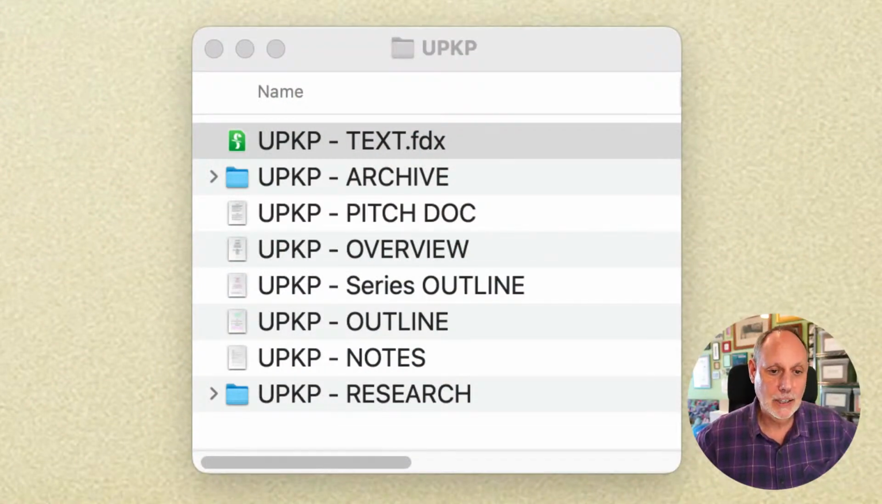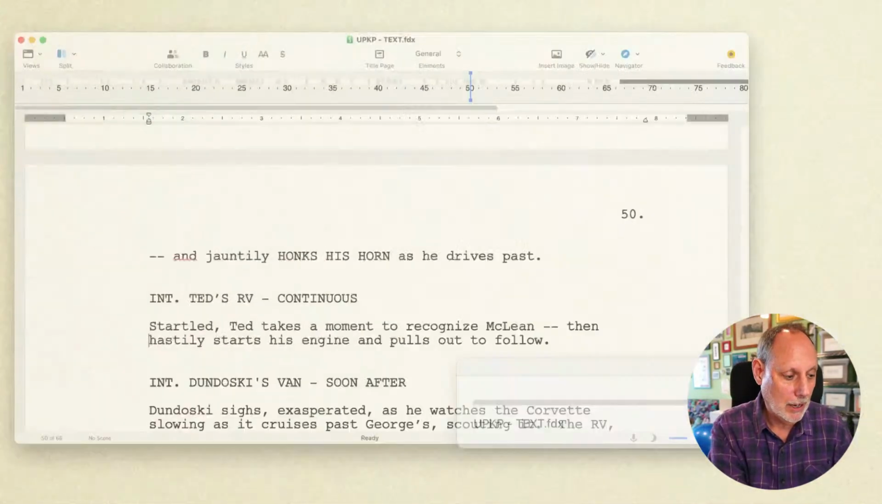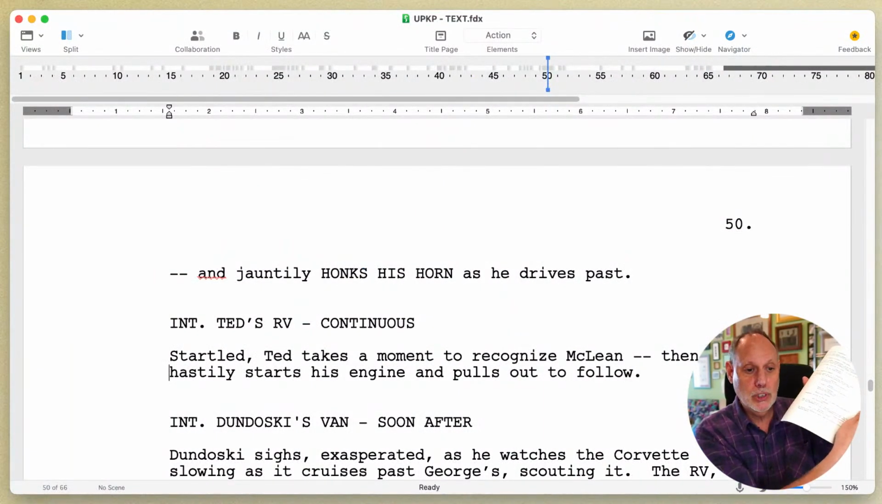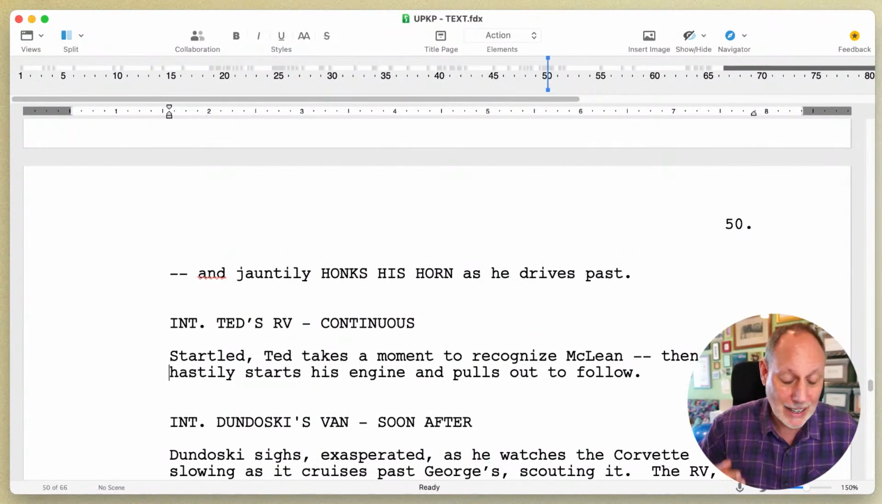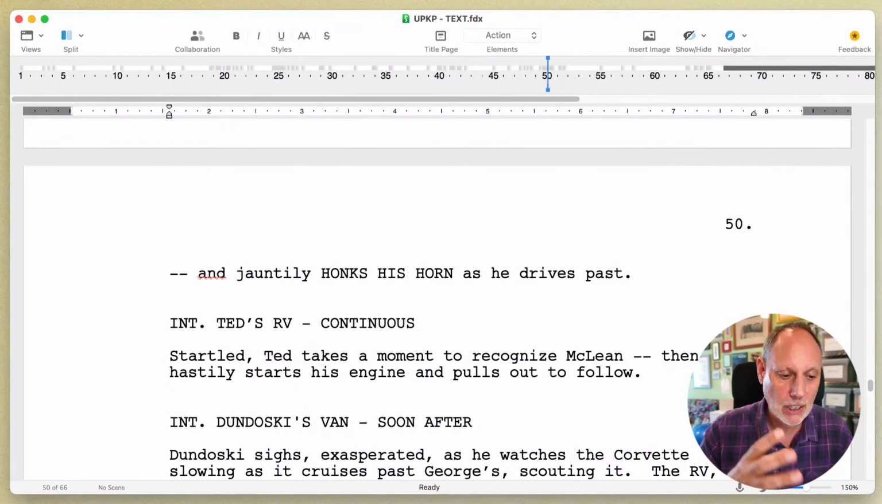So let's get down to it, because we are in the final stages of this project. And what I am doing is going through the script page by page. I read through it. I printed it out, which, yes, not the best thing to do. Not everyone can do it. Not everyone should do it. I'm old-fashioned. Now and then I like to read it on a page.